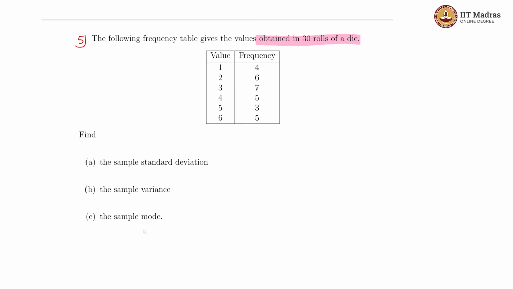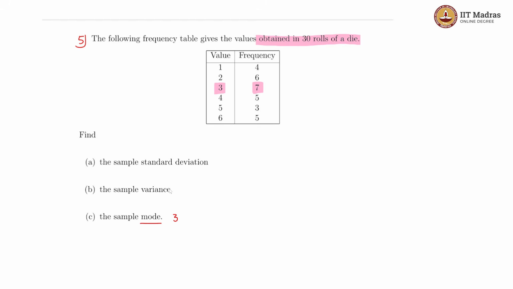We should be doing this in the opposite order because the mode is the simplest. So I'd like to finish that first. Clearly, 7 is the maximum frequency and 3 is the value with the maximum frequency. So our mode is 3. Simple. And then sample standard deviation is simply the square root of the sample variance. So let's calculate the sample variance first.